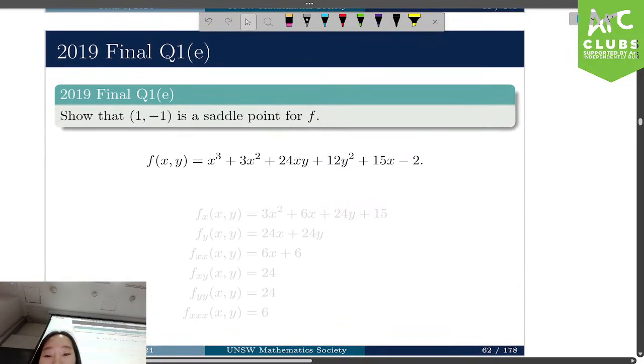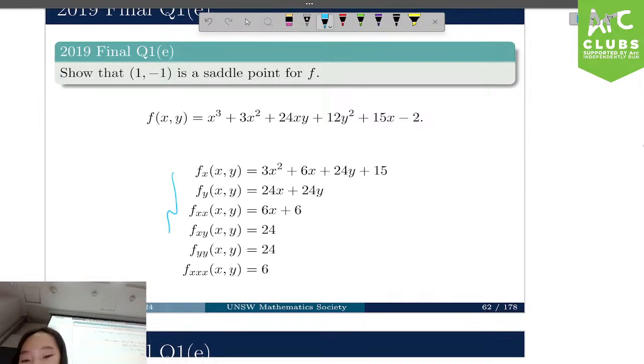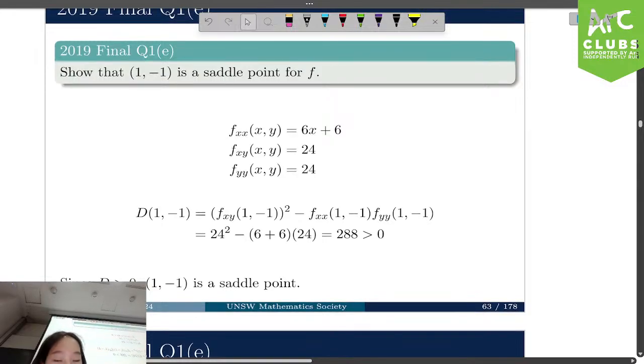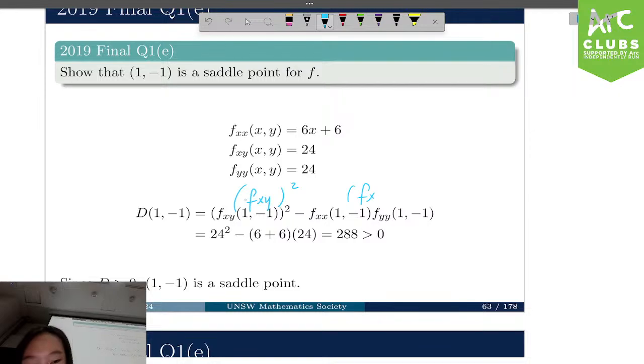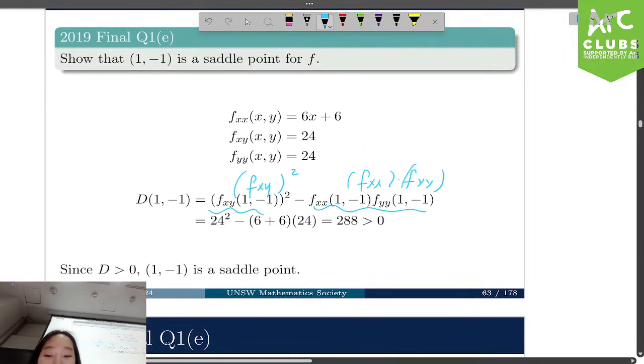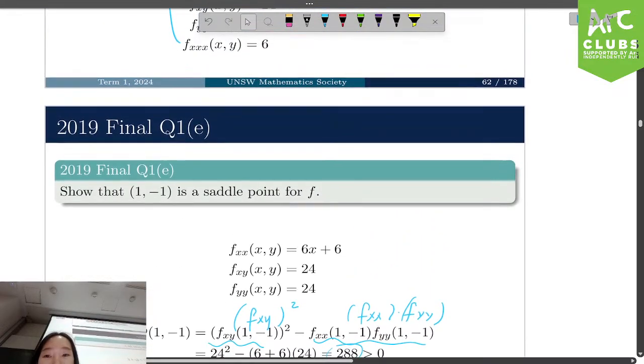Okay, so how do we show the determinant is greater than 0? Well, we take the first derivative and the second derivative, all listed here, and apply the formula, which is our fxx times fyy, take away fxy squared. It's over here. And we just substitute the values inside. We get 288, and that's bigger than 0, which means it's a saddle point.